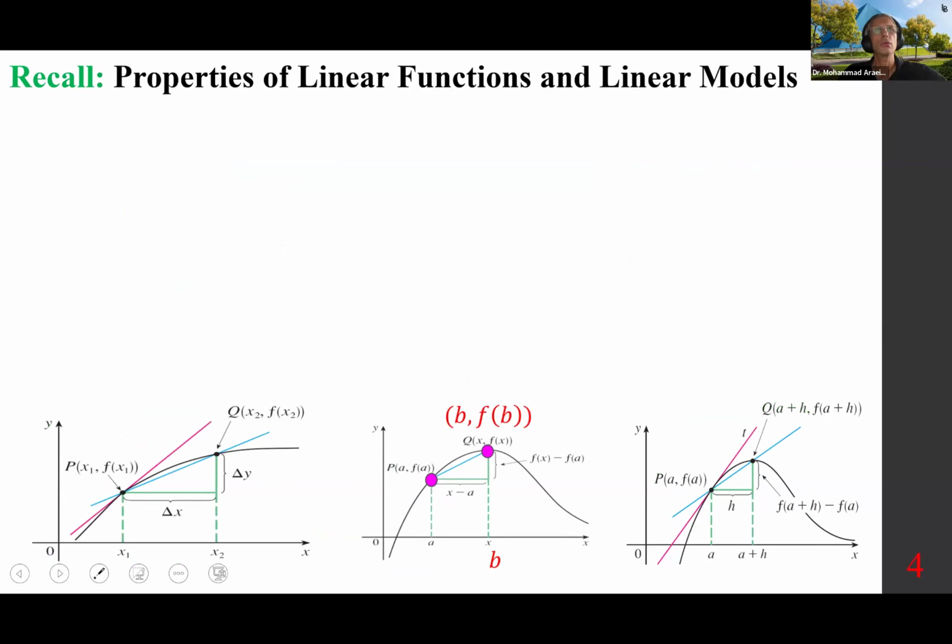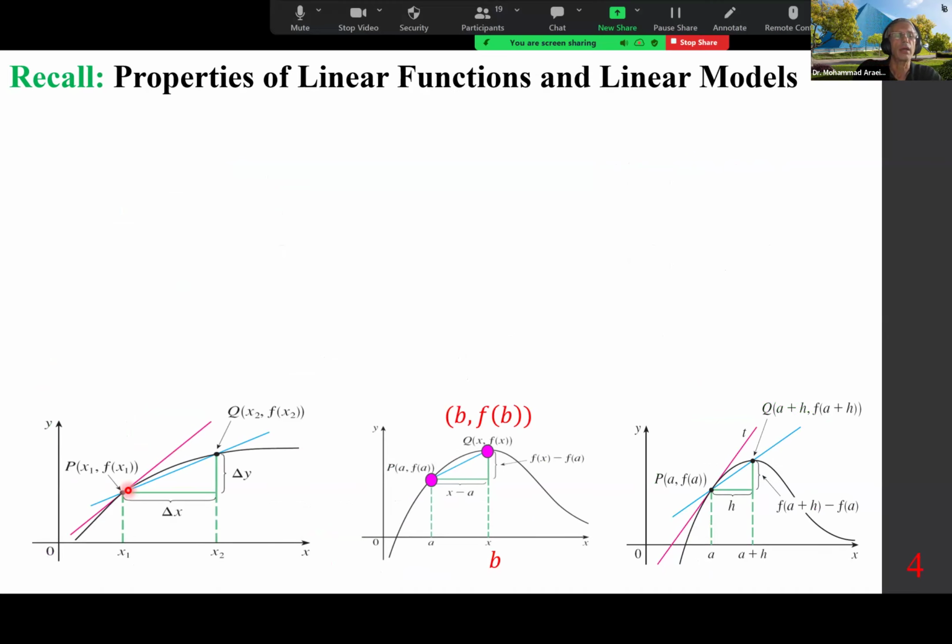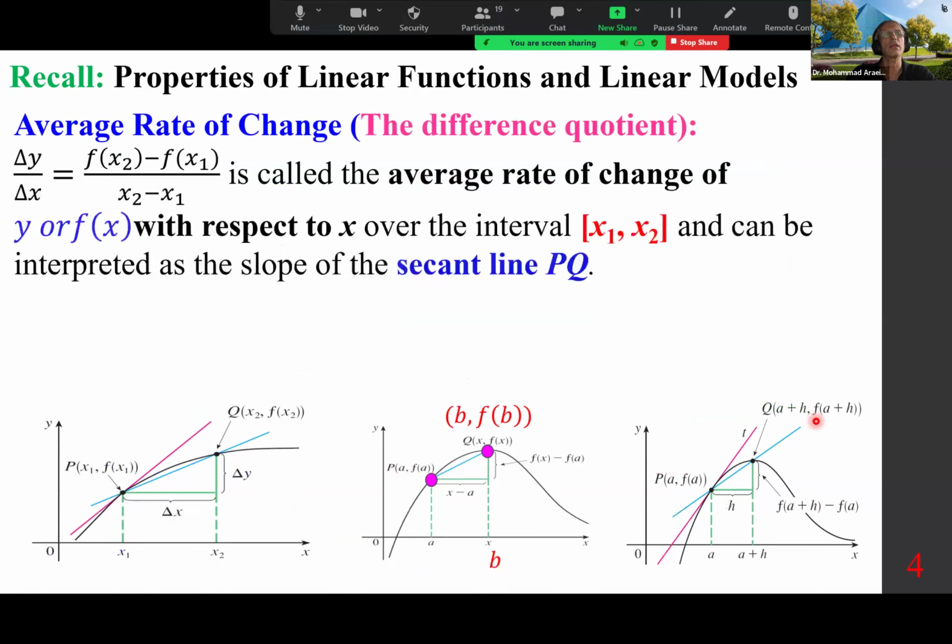All right, so properties of linear functions and linear models are as follows. When you have a graph, a curve, you connect 2 points. That blue line is known as a secant line, so average rate of change, where the difference quotient, delta y over delta x, is f of x sub 2 minus f of x sub 1 over x sub 2 minus x sub 1, is called the average rate of change of y, or f of x with respect to x, over the interval of x sub 1 to x sub 2, and can be interpreted as the slope of a secant line, the blue line.